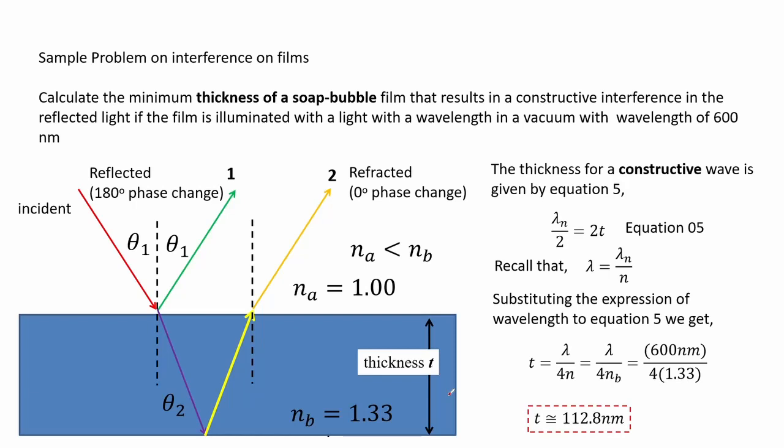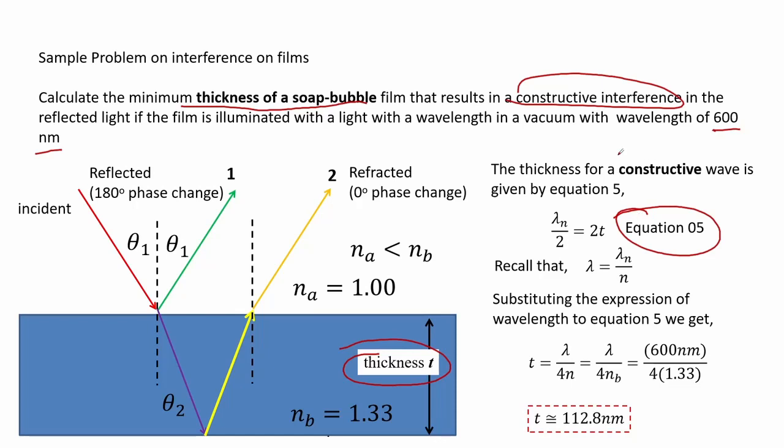Here we have a sample problem on interference in films. Calculate the minimum thickness of a soap bubble film that results in constructive interference in the reflected light if the film is illuminated with light with a wavelength in a vacuum of 600 nanometers. The thickness for a constructive wave is given by equation 5. We recall the equation for the wavelength as it moves inside a medium of index of refraction. Substituting this equation into equation 1, we get the value of the thickness of the soap bubble film, which is about 112 nanometers.